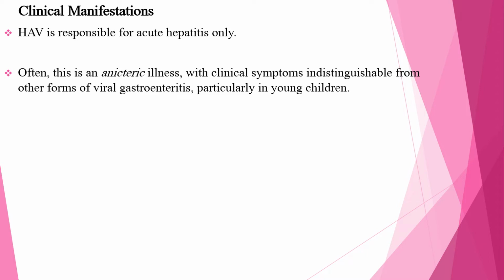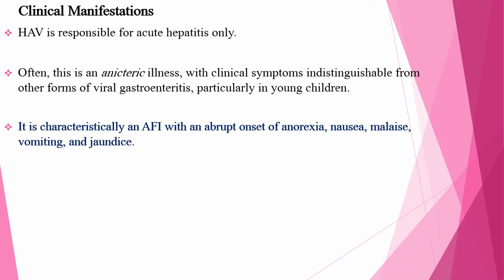When we look at the clinical manifestations, hepatitis A virus is responsible for acute hepatitis only, and often this is an inapparent illness with clinical symptoms indistinguishable from other forms of viral gastroenteritis, particularly in young children. It is characteristically an acute febrile illness with an abrupt onset of anorexia, nausea, malaise, vomiting, and jaundice. The typical duration of illness of hepatitis A virus is from 7 to 14 days.